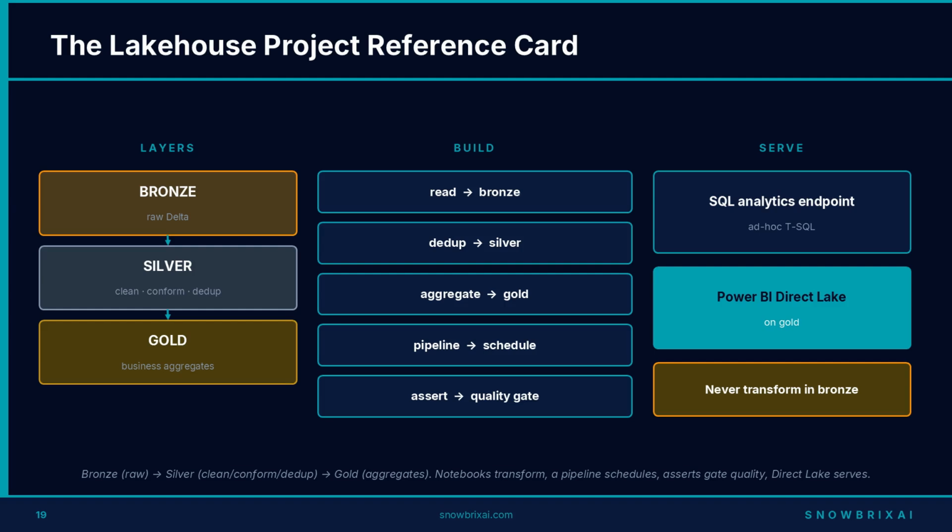Let me hand you a reference card. Screenshot this one. The layers. Bronze is raw Delta. Silver is clean, conformed data. Gold is business aggregates. The build: notebooks in PySpark or Spark SQL for transforms. A pipeline to orchestrate and schedule. And an assert-based quality gate between layers. The serve: SQL analytics endpoint for ad hoc queries. And Power BI Direct Lake on gold. And the one rule to tattoo on your brain. Never transform in bronze. That single card is a full Fabric lakehouse on one page.